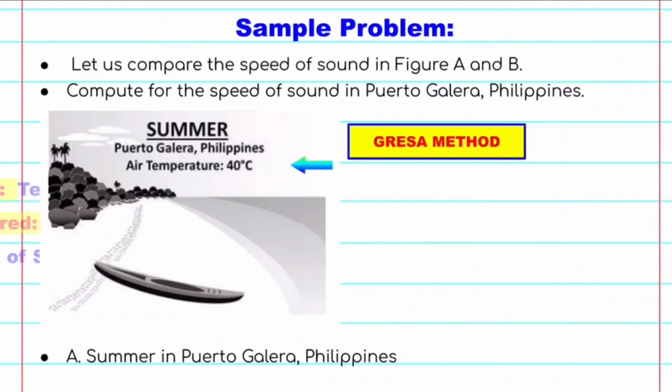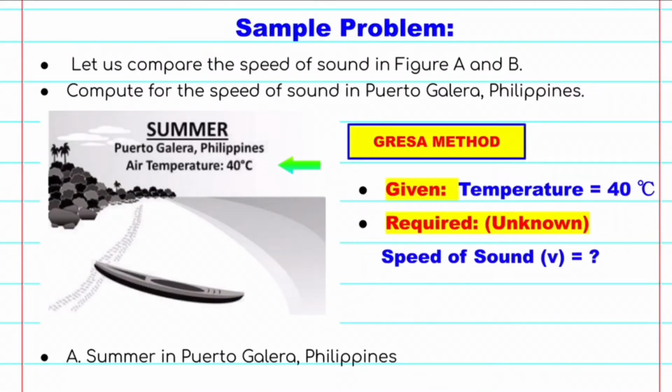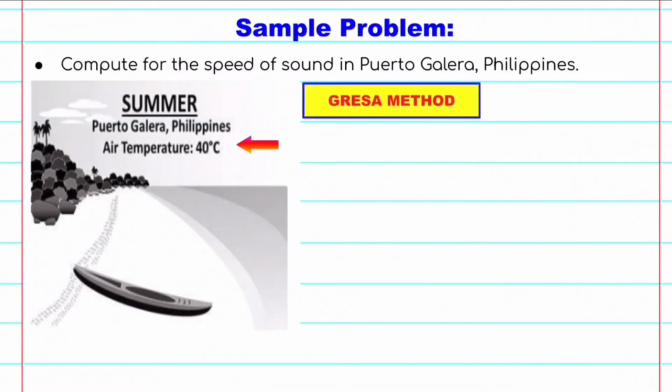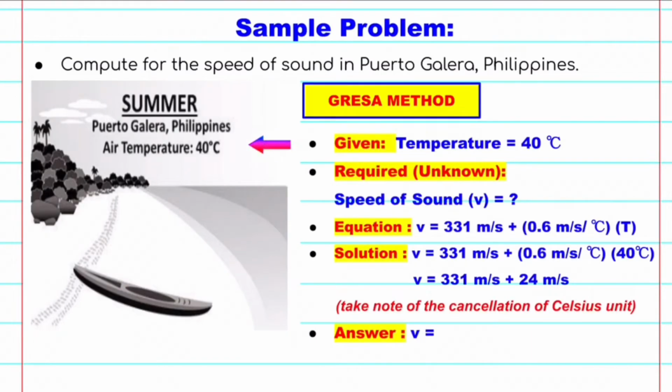Let us compare the speed of sound in figure A and B. To start this, let us try to compute first the speed of sound in Puerto Galera, Philippines. Applying the GRESA method, let's start with the given, which is temperature 40 degrees Celsius, then followed by the required or the unknown, which is the speed of sound with the unit of meters per second. Now, let us use the equation. V is equal to 331 meters per second plus the product of 0.6 meters per second per degree Celsius and temperature.